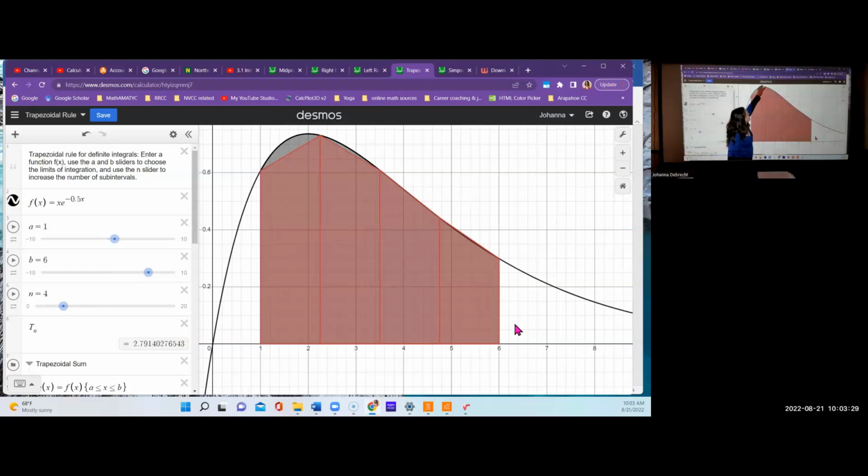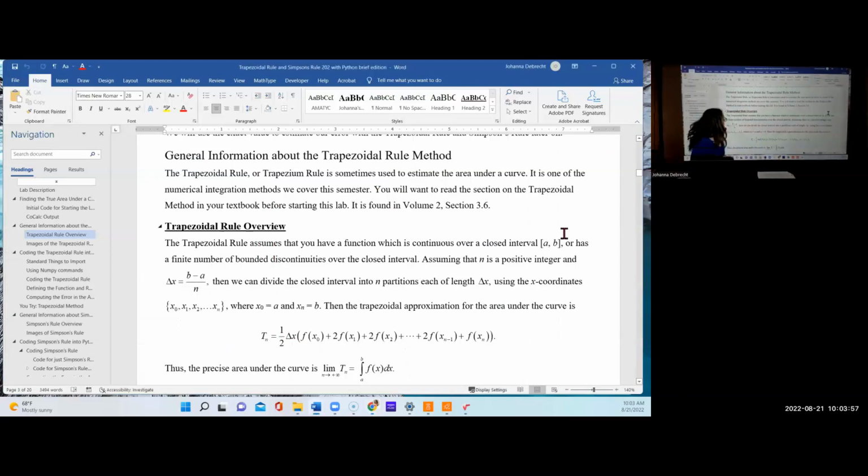Notice that the points between the first and the last get used twice. Once as the right endpoint of the trapezoid on the left, and once as the left endpoint of the trapezoid on the right. So the ones in the middle get used 2 times, whereas the one on the far left and the one on the far right only get used 1 time. And this leads to the following formula, which we saw in the previous video.